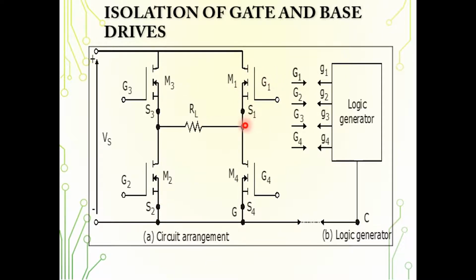Now what about this M1 and M3? Do we have a common ground connection here? No. That means we need to have a source terminal connection. So this gate G1 can be given to gate G1, but from where will we give this source? So it is not possible. The same way with M3, we can connect G3, but can we give the common ground to this point? No. That is why we need to have an isolation between this logic circuit and this power circuit.